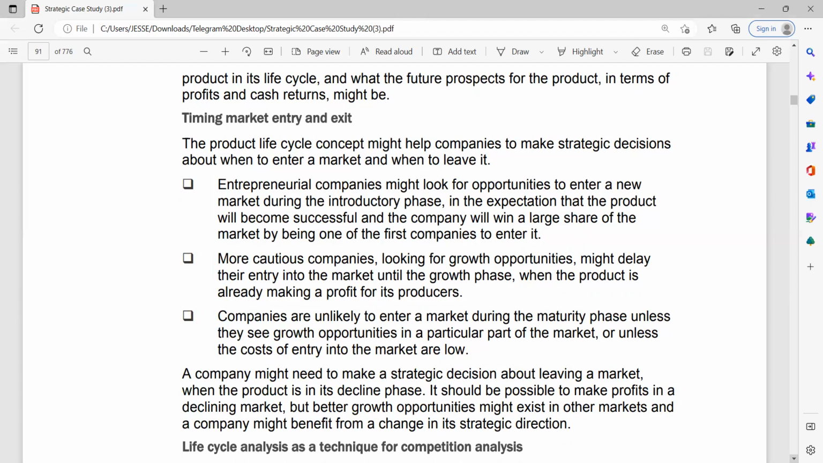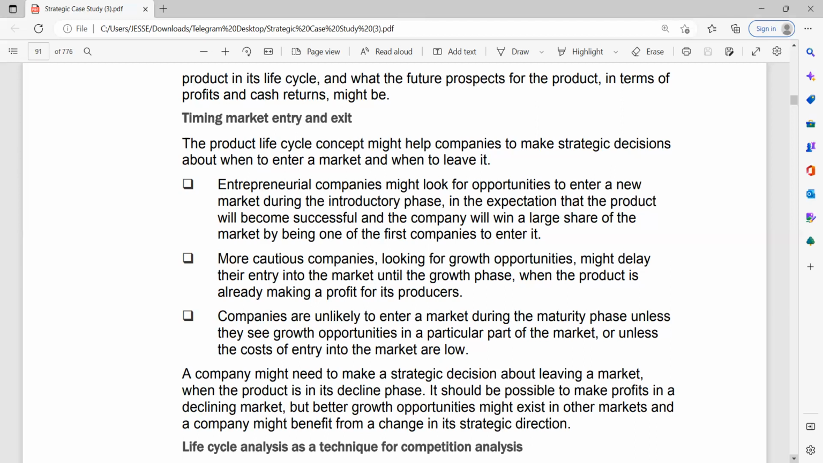So entrepreneurial companies might look for opportunities to enter a new market during the introductory phase in the expectation that the product will become successful, etc. Right? So if a company is very entrepreneurial, they might look for opportunities to enter a market during the introductory phase, right? And then if the company is very, very cautious, they might time their entry in the growth phase. This is about the market life, right? The market life. Another thing you need to know is that companies are unlikely to enter a market during the maturity phase unless they see growth opportunities.